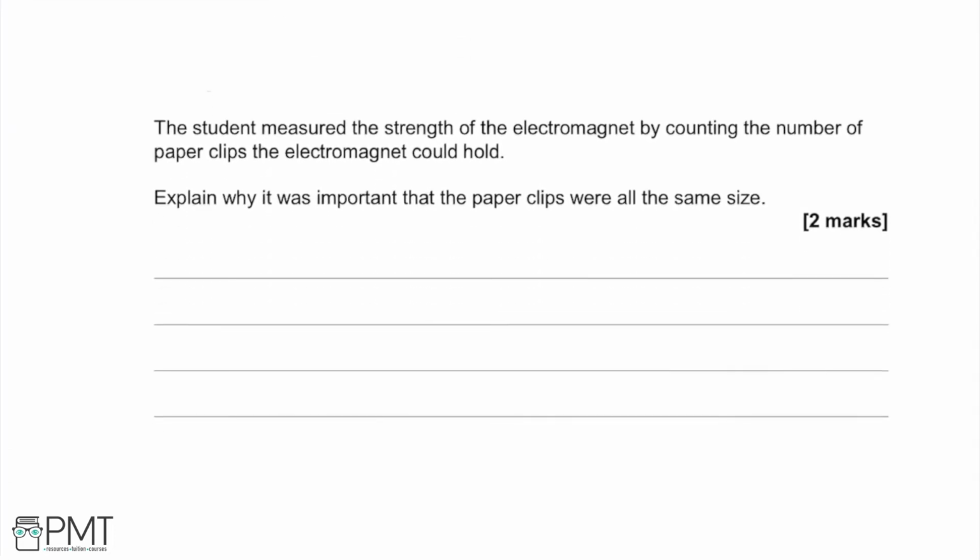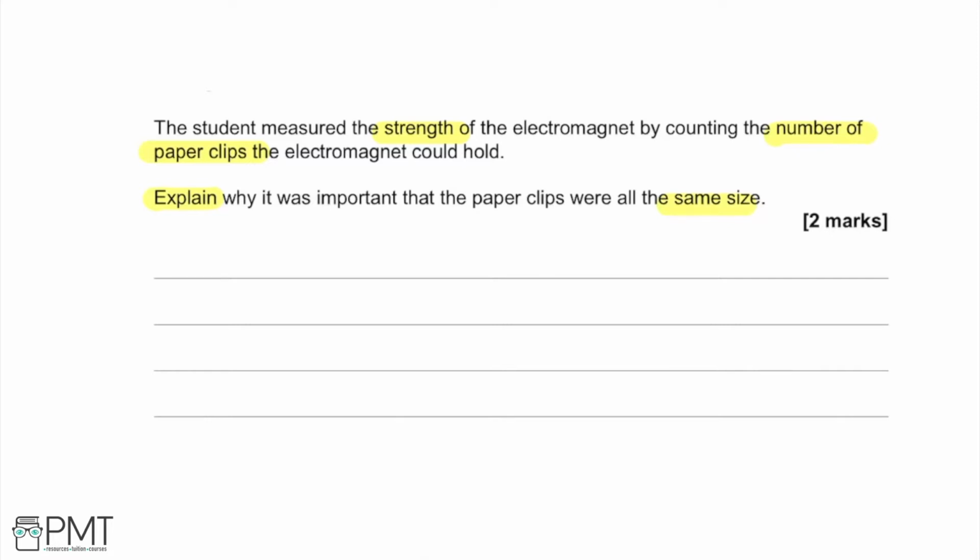So then we're told that the student measured the strength of the electromagnet by counting the number of paper clips the electromagnet could hold. And we are asked to explain why it was important that the paper clips were all the same size. So we've got the keyword explain here, meaning that we're going to have to give that a bit of extra development to our answer, not just a single point. There's 2 marks here, so we're going to make our point and then explain why.